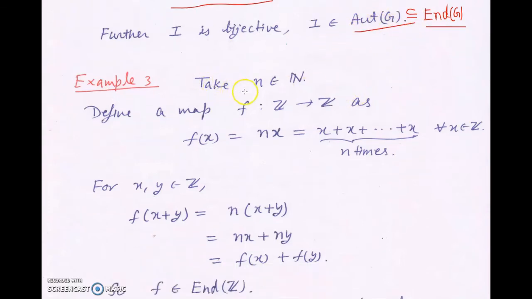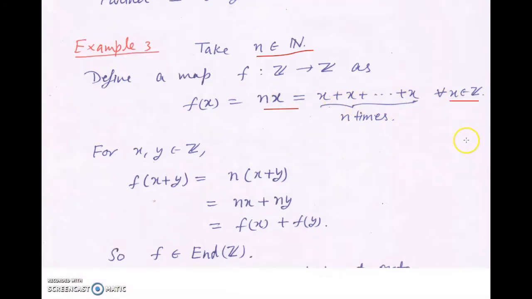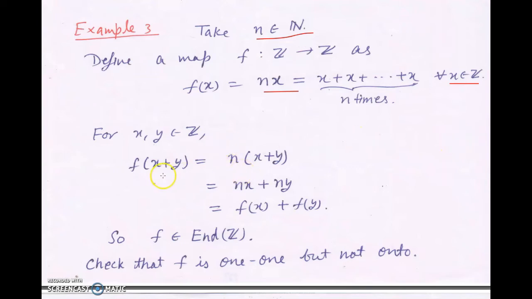Now, example number 3. Suppose I take n in N, and I take a map from Z to Z as f(x) = nx. So n is a natural number, so we can write x added n times, x plus x plus x, and this is true for all x in Z. So we can easily check that it is a homomorphism.